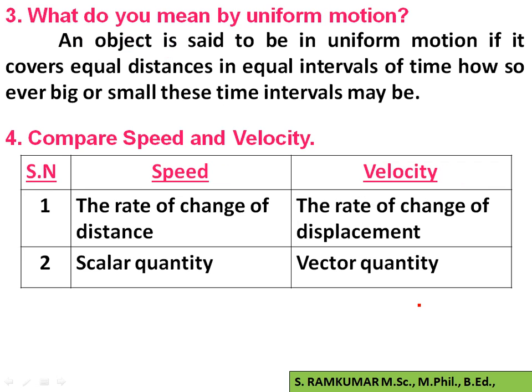Third question, what do you mean by uniform motion? Answer, an object is said to be in uniform motion if it covers equal distances in equal intervals of time, howsoever big or small these time intervals may be.